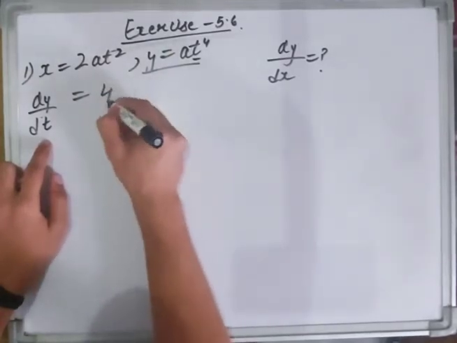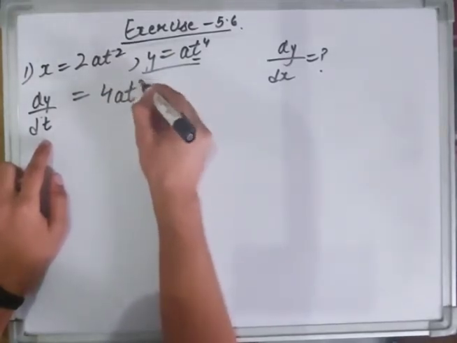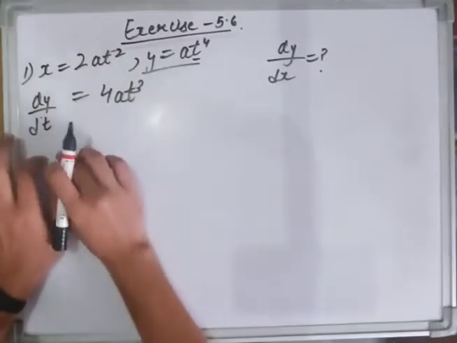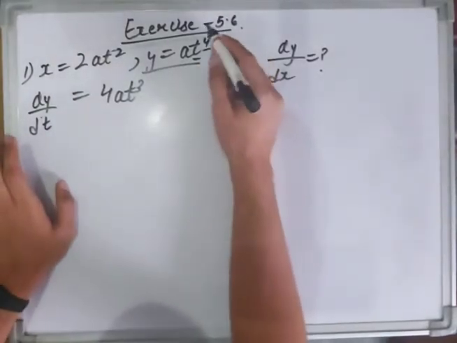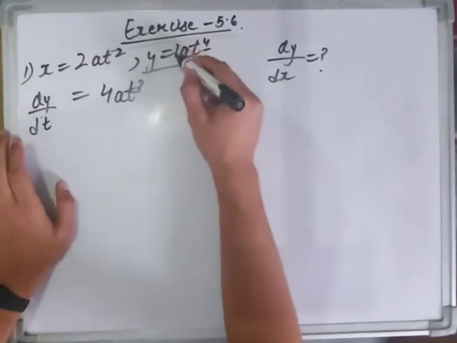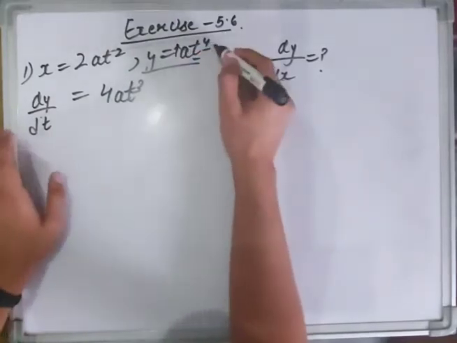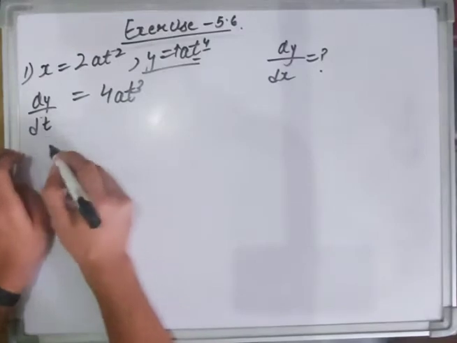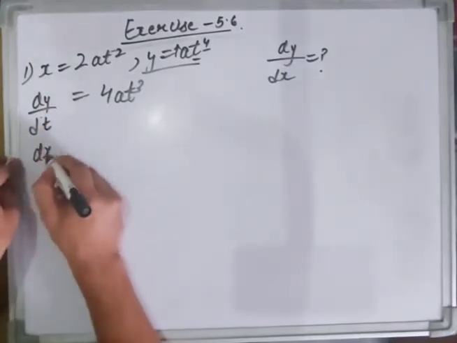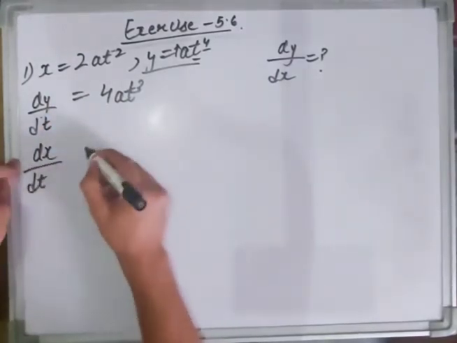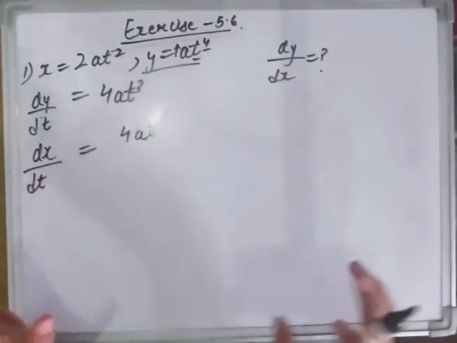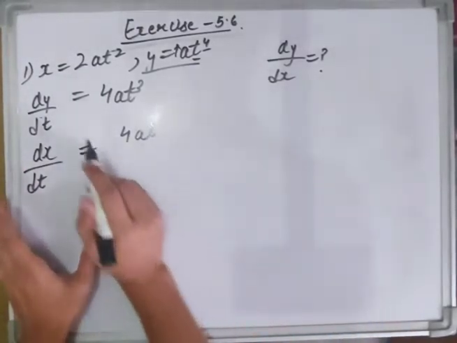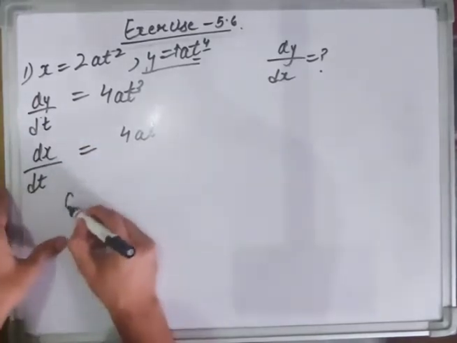So here we have 4at cube. dy upon dt is 4at cube. Any doubt? No, because the power came here with the multiplication and the power decreases by 1, that's why t cube. And dx upon dt we have 4at. So what we need to find out? We need to find out the value of dy upon dx.